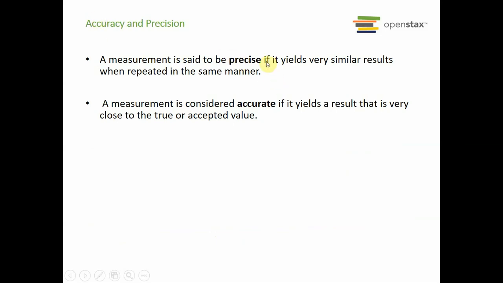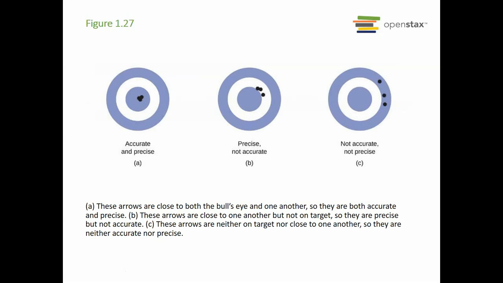A measurement is said to be precise if it yields very similar results when repeated in the same manner. A measure is considered accurate if it yields a result that is very close to the true or accepted value. These arrows are close to both the bullseye and one another, so they are both accurate and precise. These arrows, for B, are close to one another but not on target, so they are precise but not accurate. And these arrows are neither on target nor close to one another, so they are neither accurate nor precise.